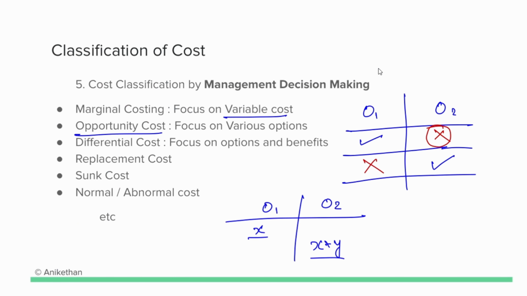Next you have replacement cost. Replacement cost is the cost at which material identical to that is replaced or purchased at the date of valuation. You have two options. If I go with option A or option B, if I replace A with B, what is the additional cost I have to incur? That is replacement cost. Sunk cost you have already learned. It is already gone. You cannot recover it. Normal and abnormal cost. Normal, as the name suggests, is the cost incurred during normal production. Abnormal is any variation with respect to the normal. In detail, you will learn this in your process cost.